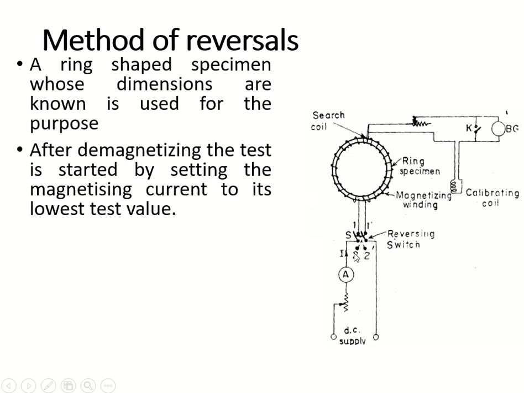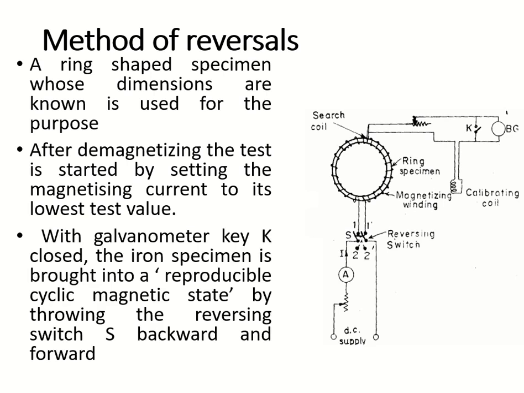We are using a reversing switch here. What is the purpose of the reversing switch? In order to provide the current in both directions. That is, if you are connecting the switch 1 2 and 1 dash 2 dash, then current will be flowing in by 2 1 to the ring 1 dash 2 dash. If you are connecting the switch in reverse position, that is 2 1 dash 2 dash 1, then current will be flowing in this path and leaving by 1 2 dash. So you are providing current in both directions by using this reversing switch.